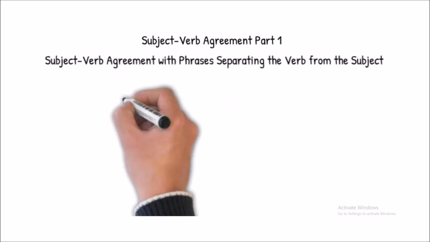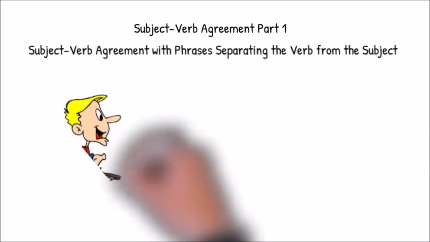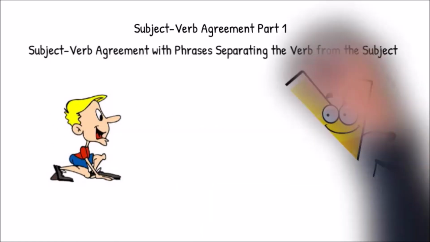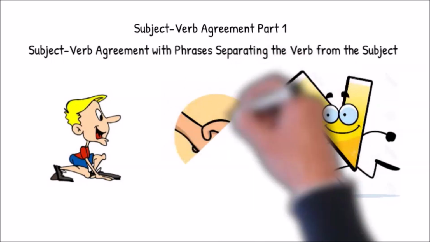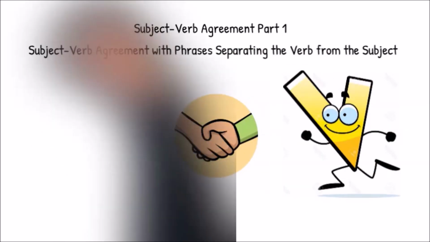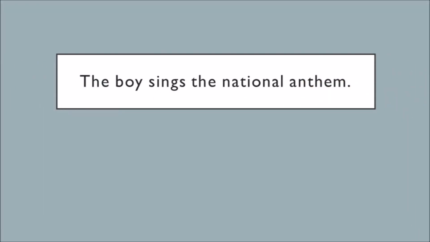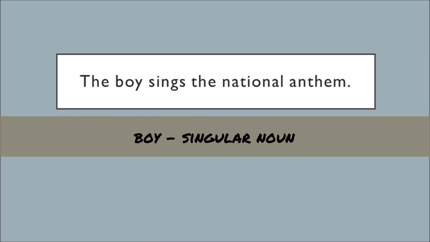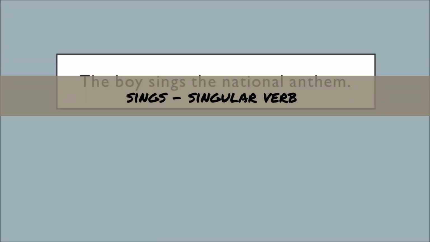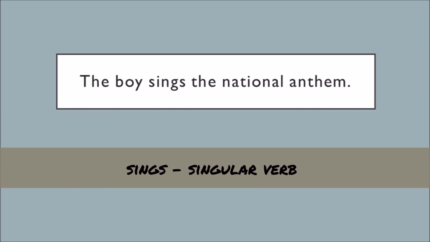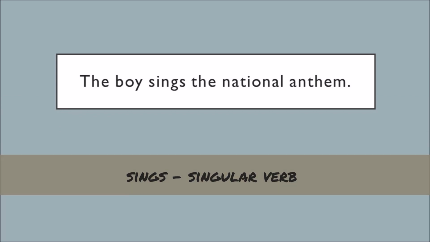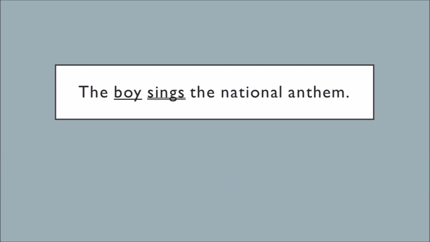Before we start analyzing sentences, let us refresh our memories with the basic rule of subject-verb agreement, as this is the one rule to remember through all the parts of this tutorial: that the verb should agree with the subject. This being said, in the sentence, "The boy sings the national anthem," the singular subject boy, which is a noun, is given a singular verb sings. For all our tutorial videos, we shall use the standard marking codes in sentences with single underline for the subject and double underline for the verb.